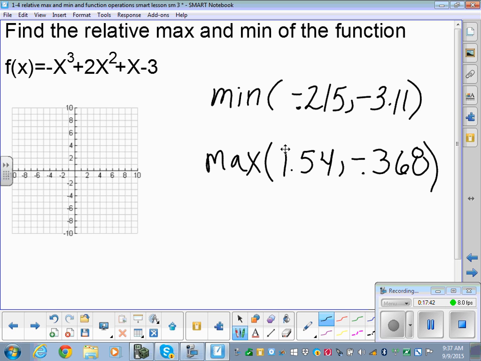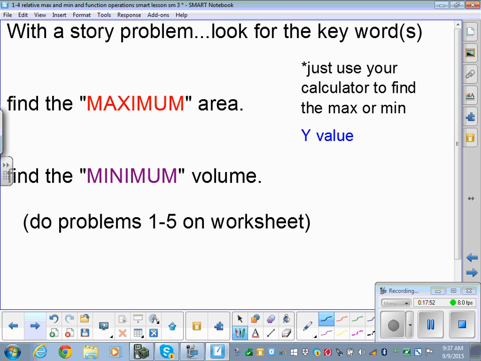Now last thing before I set you free to work. On the ACT, a lot of times, and on my test that's coming up not too long from now, what you've got to understand is if you're given a story problem, I first look to see if there's a keyword. If you see the words find the maximum area and you're given the function, all you're doing is using your calculator to find the max. So they'll do a story problem and say, what's the maximum area of this function? It would be a shame to miss this one on an ACT or on my test because you just use your calculator. It's really easy, but you have to know what it's asking for.